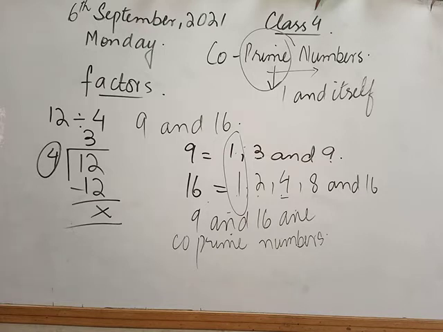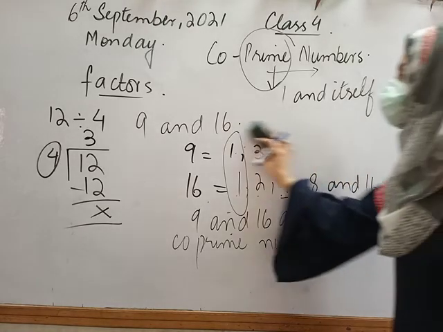So what did we say? If we have one common factor, what do we call them? Co-prime numbers. Okay, what are they? Co-prime numbers. If we have more than one common number, then we will write no. Let's take an example. I have another one, which is 4 and 8.